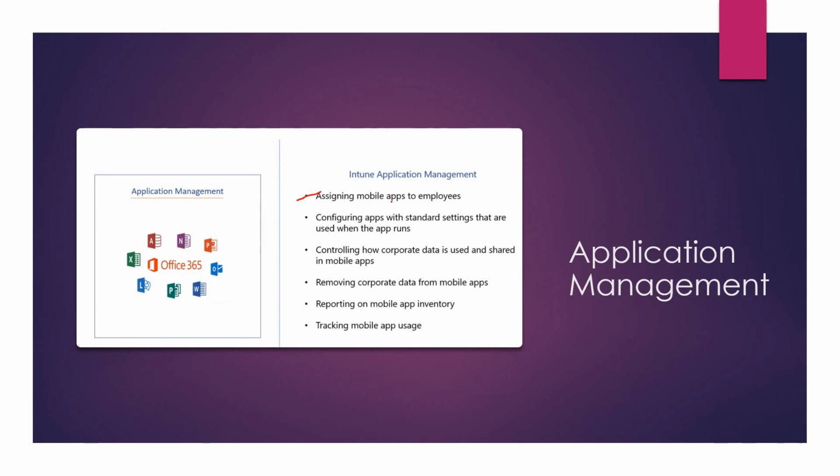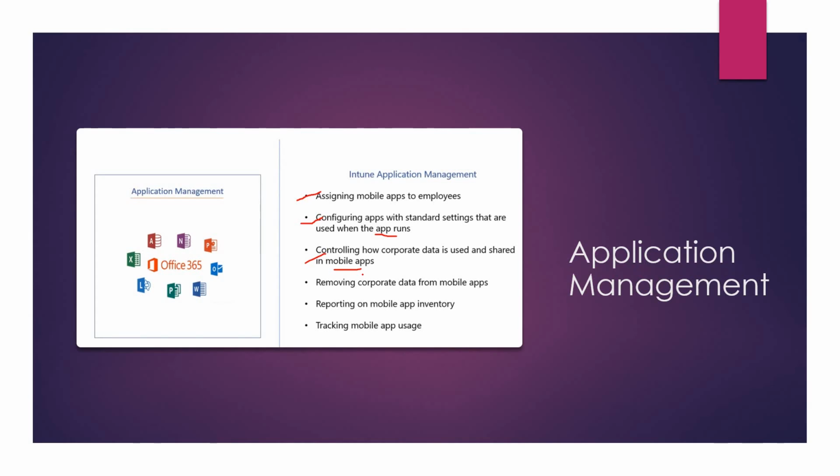So the first point is assigning mobile apps to employees, configuring that app with standard settings that are used when the app runs. Please see here that we are talking about standard settings that are used when the app runs, not when the device runs. So once the app is not running, there is nothing Intune can do. Controlling how the corporate data is used and shared in the mobile apps, not in the device, in the app. So over here we are only concerned about apps.